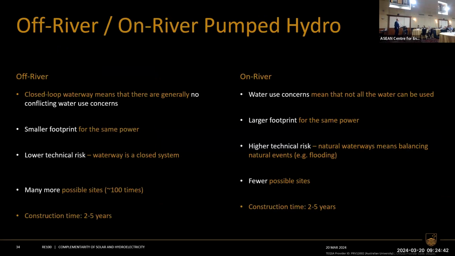Off-river or on-river, which is better? Off-river is better. Closed-loop waterways mean that there are generally no conflicting water use problems. You don't have to dam a river. Smaller footprint, but the same power off-river. Lower technical risk: on a river, you have to manage floods, 1 in 10,000 year floods. Artificial reservoirs don't have this problem.